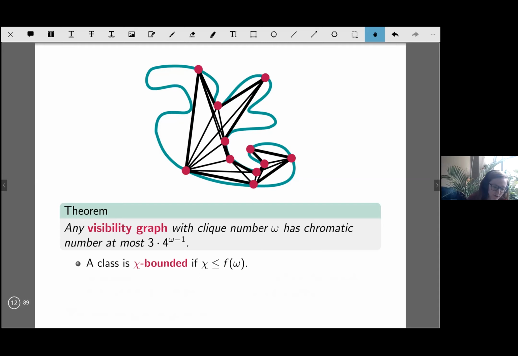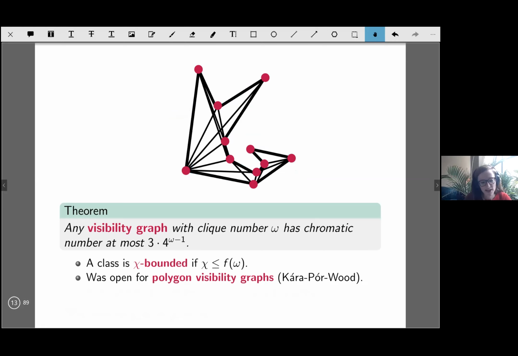And so the question of whether visibility graphs are chi-bounded was already open for a subclass of visibility graphs. There's a really nice subclass, which is studied more often in computational geometry, called polygon visibility graphs. And these are exactly visibility graphs where consecutive vertices along the Jordan curve are adjacent. And then those edges between consecutive vertices always define a polygon. And in fact, the polygon itself is enough to tell you all of the information about visibility in a graph. You can get rid of the Jordan curve and just keep track of the polygon. And so Kára­pur and Wood asked if polygon visibility graphs are chi-bounded. And so this is a positive answer to their question.